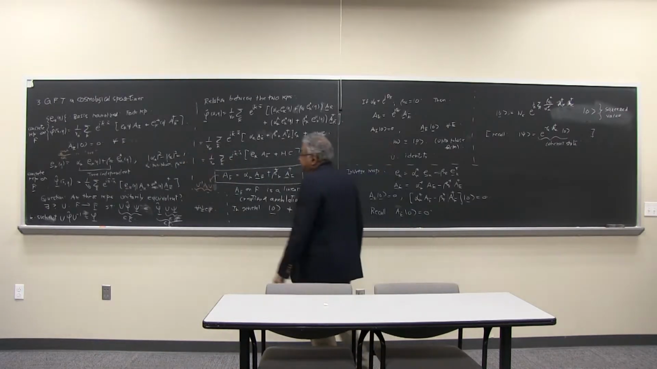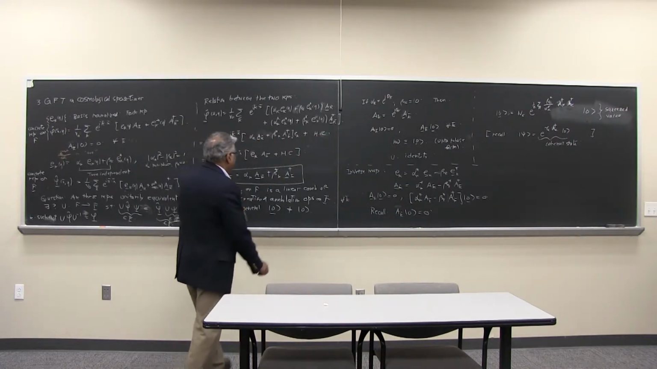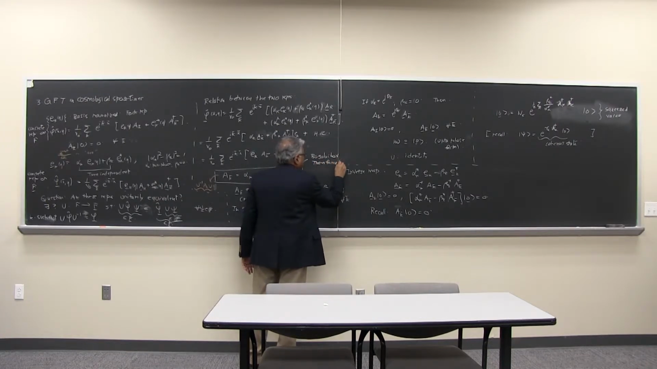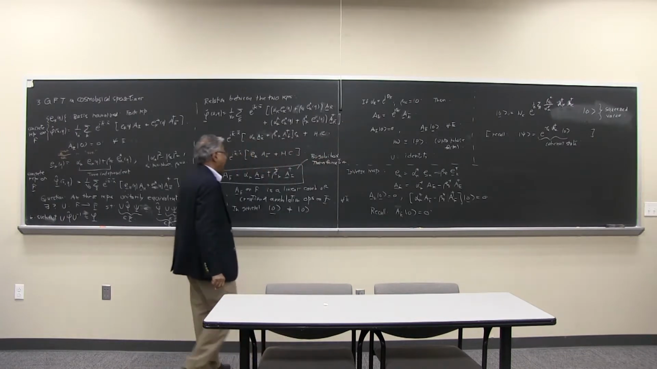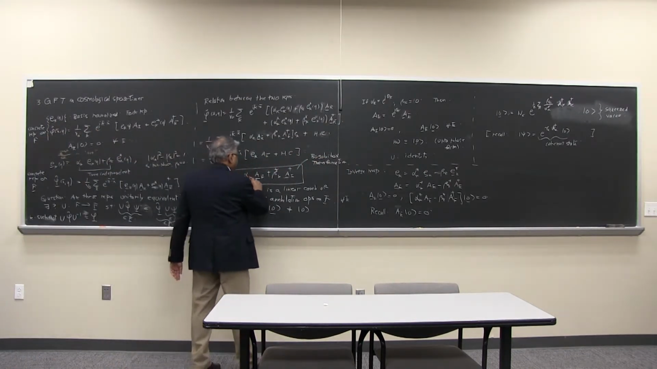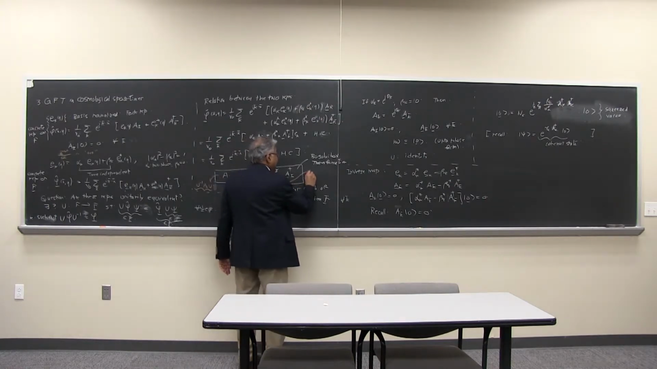So this transformation of creation and annihilation operators is called the Bogoliubov transformation. And these alpha and beta are often called the Bogoliubov coefficients.